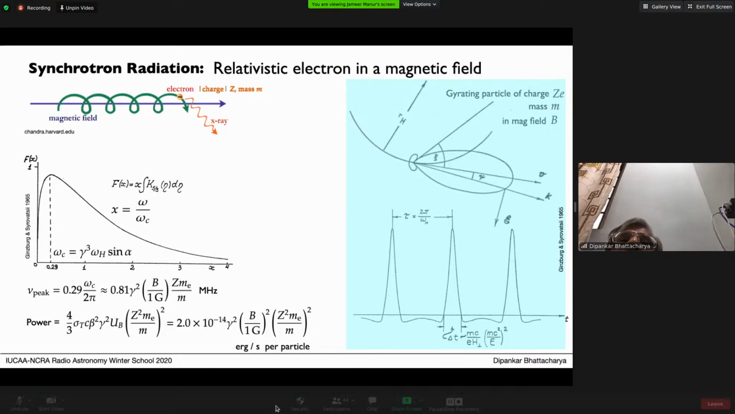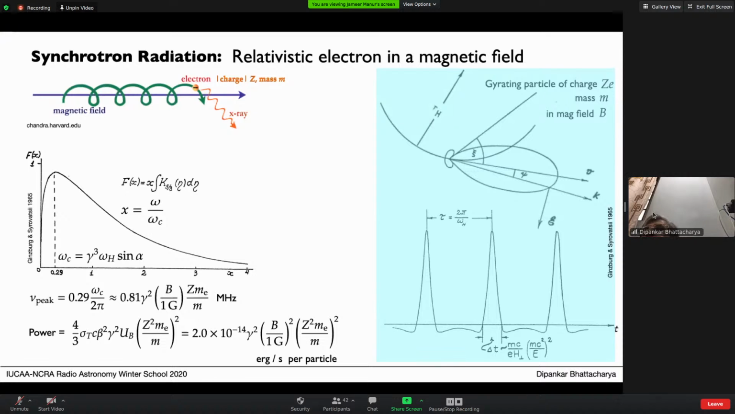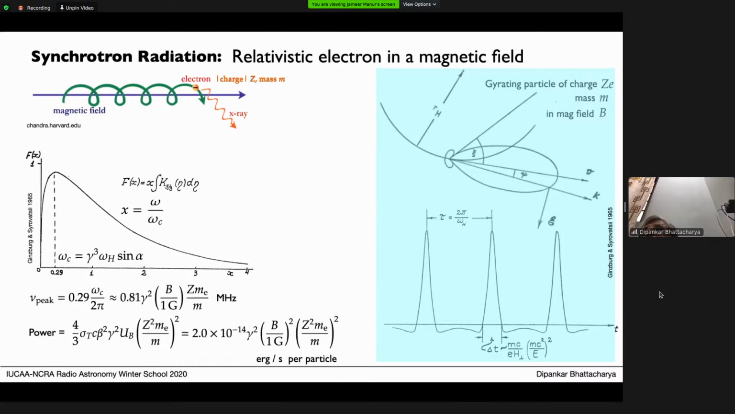So unlike low velocity electrons, the electron moving in a circular orbit and producing sinusoidal electric field, you would now see an electric field which is strongly peaked in time, and then it's very low for most of the rest of the time. So it's a very short duty cycle. Schematic is shown at the bottom right.